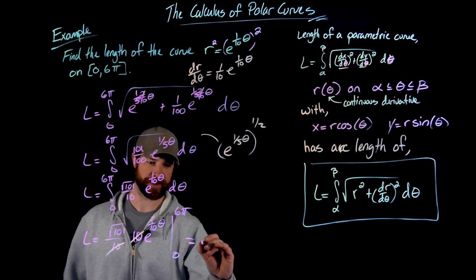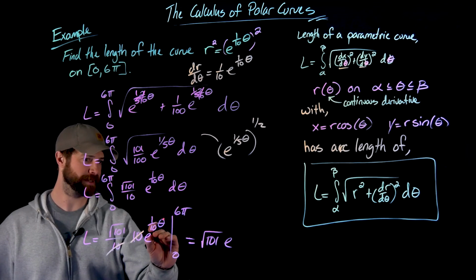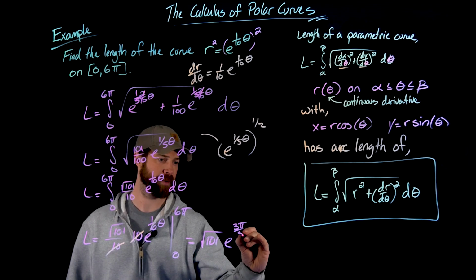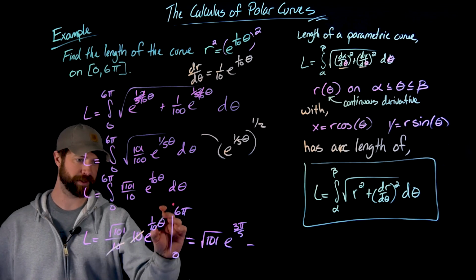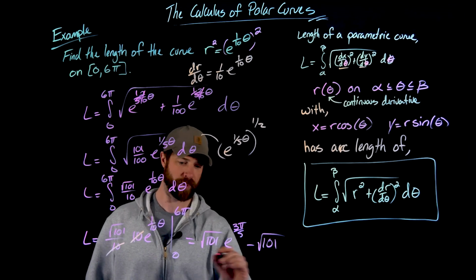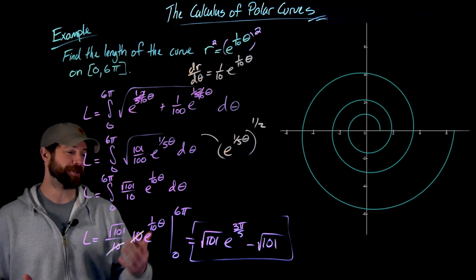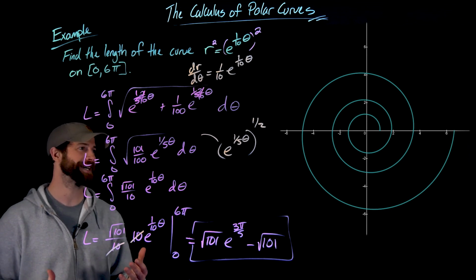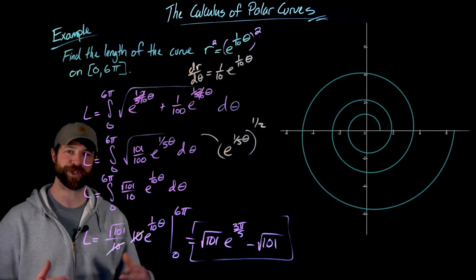What I get in this first term is the square root of 101 e to the 6/10 pi. 6/10 ends up being 3/5, so we'll do 3 pi over 5. And then minus, we plug in a 0 to this, that goes to 0. This expression goes to 1, so we just get the square root of 101. And while it's beautiful to have these exact solutions, for some reason, looking at this beautiful spiral, I don't feel like I have closure until I have a better idea of what that value is. And just so you know, this comes out to be just over 56 units.